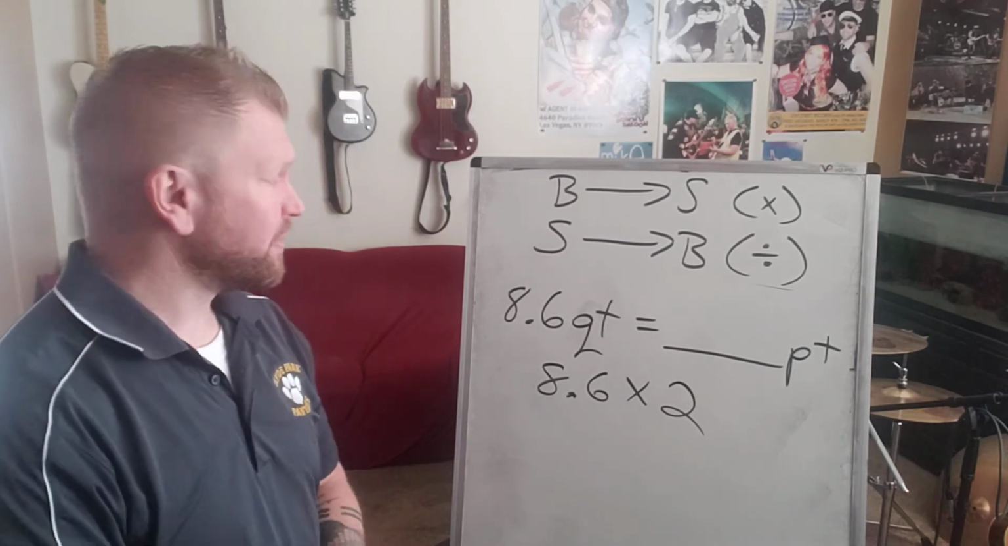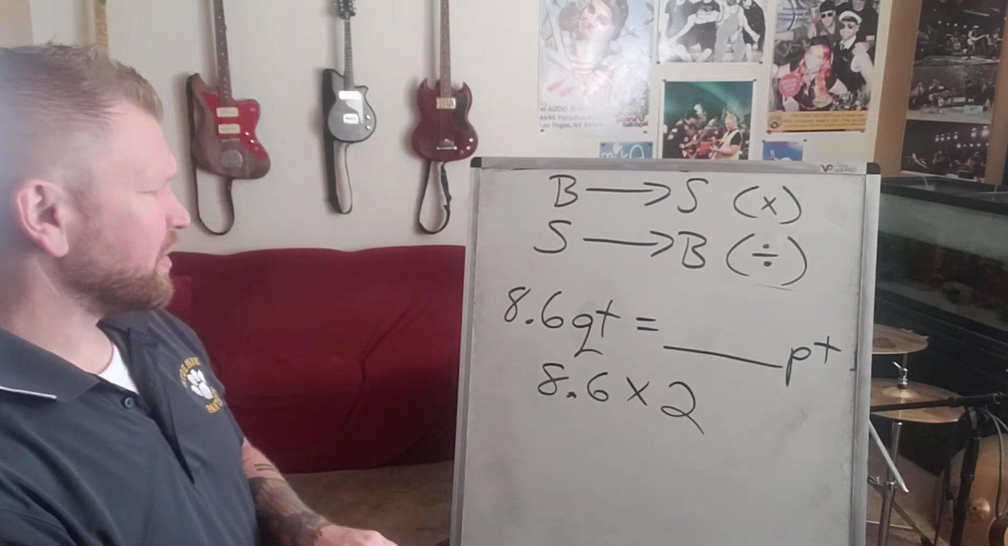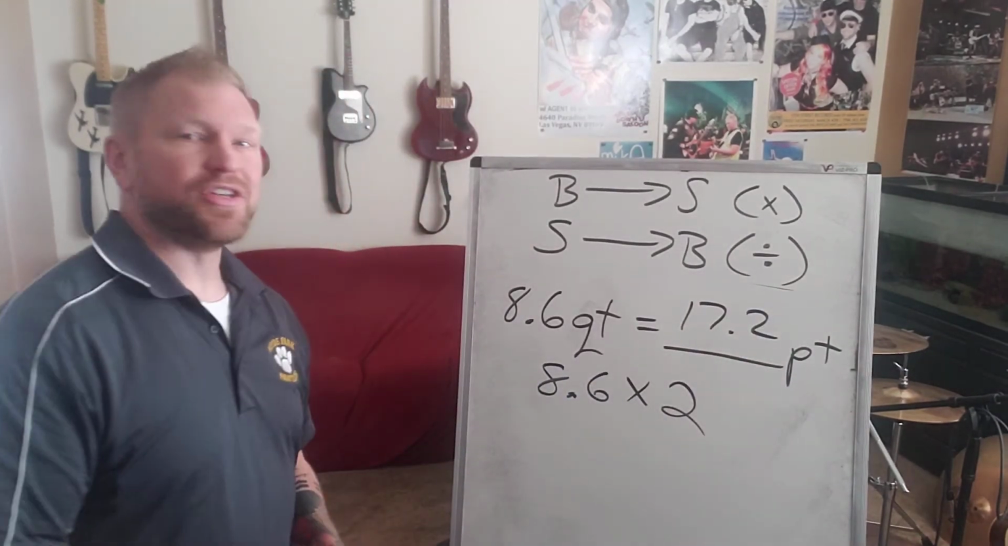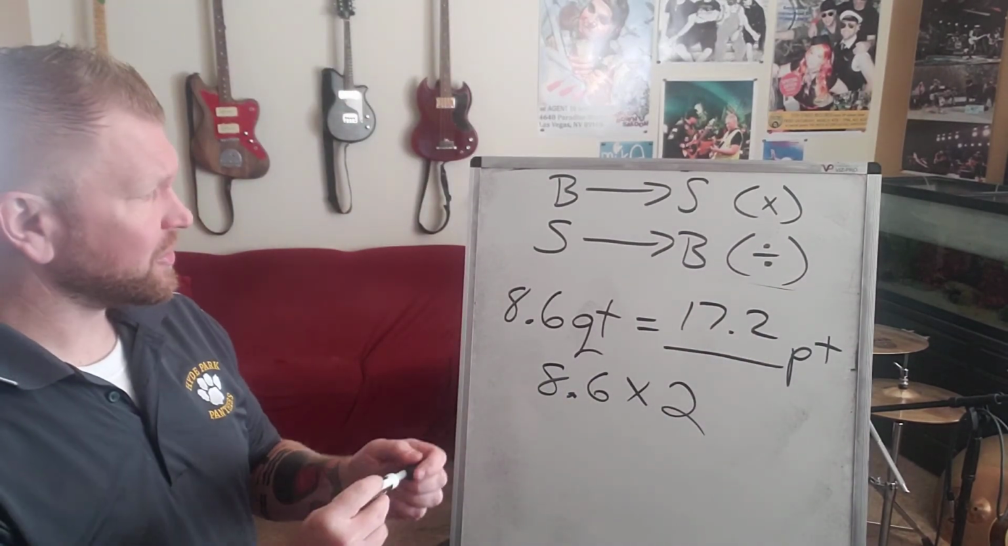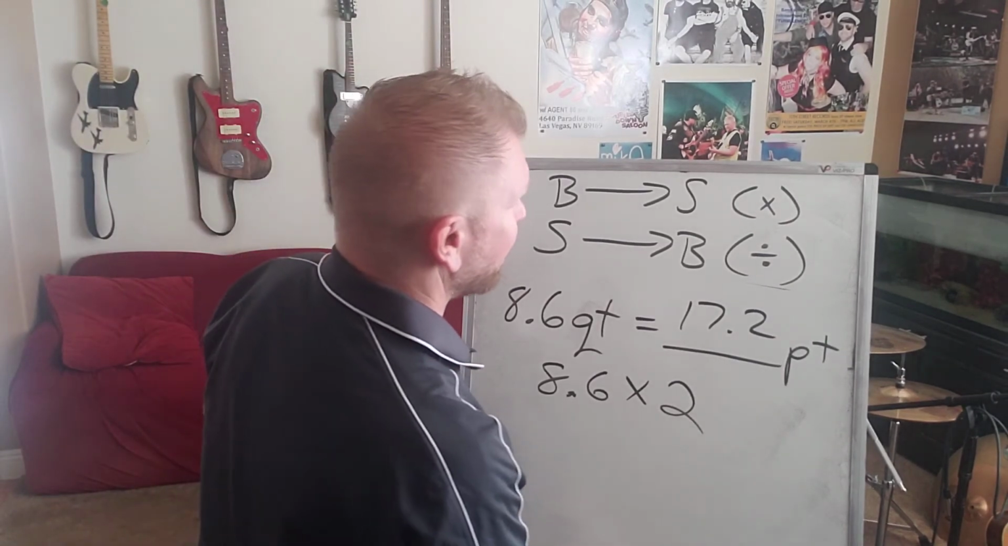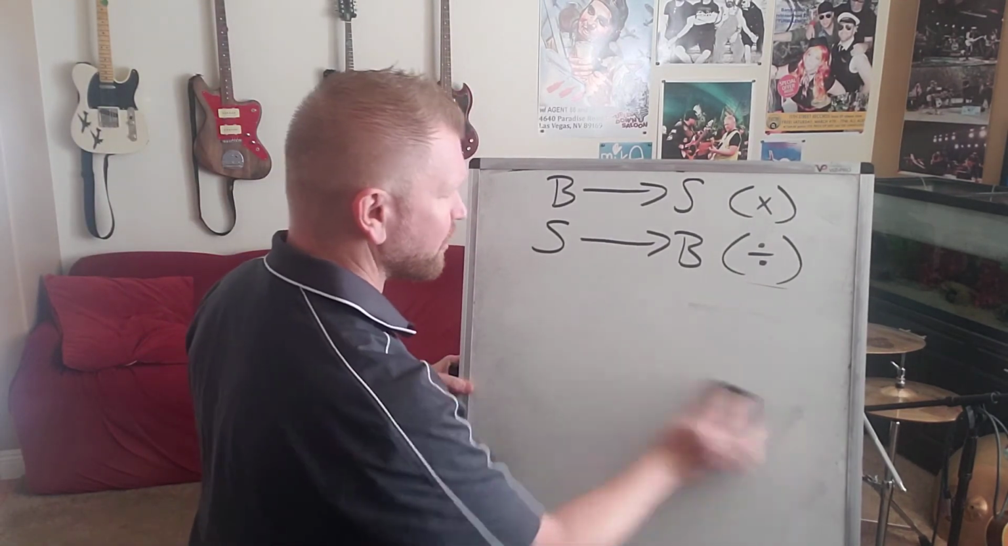Again, if you want your calculator for this, you can. I think we did this mentally. It's going to be 17.2. 17.2 pints is the answer. Okay, these have all been so far different units of capacity, but let's try one of the ones for length.